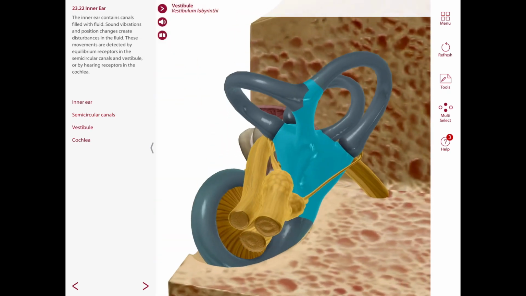Then there is the vestibule, which is the middle of the 3 inner ear chambers. And in the vestibule, we can find the utricle, which is the posterior chamber, and the saccule, which is the anterior chamber. Both chambers contain a macula, which houses the sensory receptors that respond to head position and gravity to help you distinguish up from down and changes in speed.